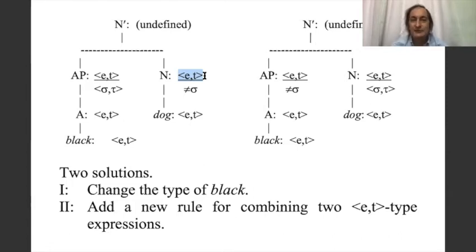Okay, the other solution is to add a new rule. Our only rule so far has been function application, and we've just seen that function application doesn't work here. Well, suppose we added a new rule that made it possible to put these two things together. Not function application, some other rule. Then we could, at least in principle, get something up here that is defined. Get something, say, of type ET, which is what we actually want.